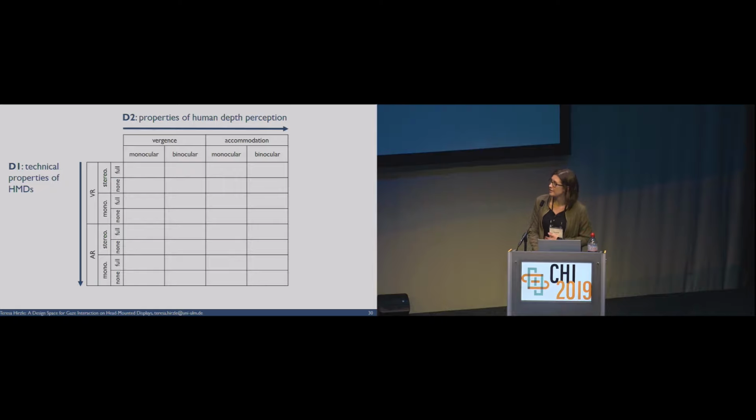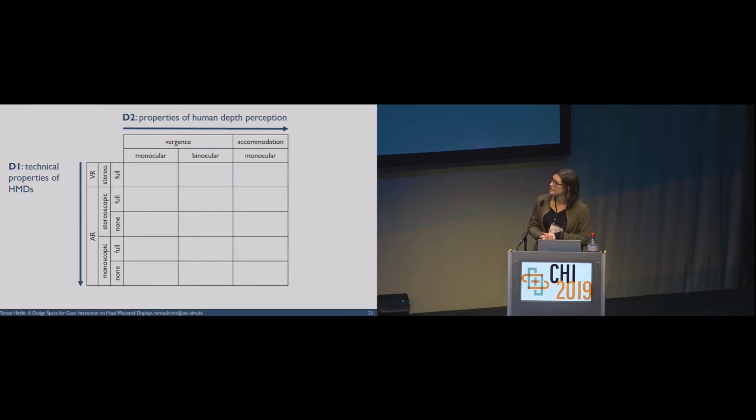Okay, so if we combine everything together, we get a 4x8 matrix. And now the next step of a morphological analysis is to delete the cells that don't make sense or that are not relevant for our definition of the problem space. And in our case, a monoscopic VR headset, for example, doesn't make sense in this problem space, because then you would have half virtual world and half real world. So if you delete those cells, we get a 3x5 matrix, which is the final design space.